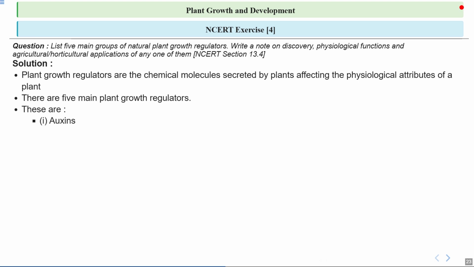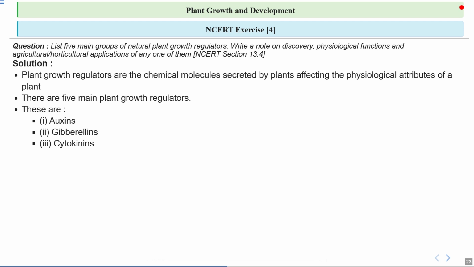So first is auxin. Auxin is crucial for cell elongation, root initiation, and directional growth. They are the first plant hormone discovered, and they help plants bend toward light, a process called phototropism. Then we have gibberellin. These hormones are responsible for stem elongation, seed germination, and flowering. Gibberellin can make plants grow taller and is used in agriculture to increase fruit size.